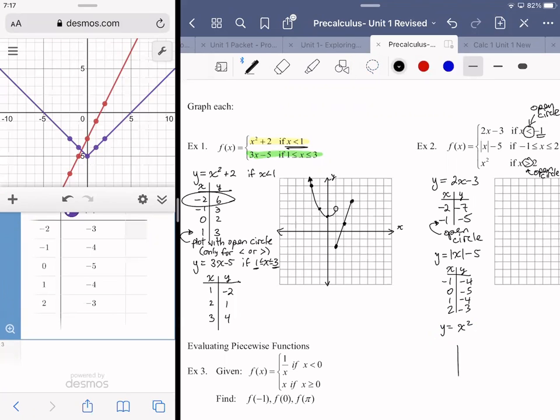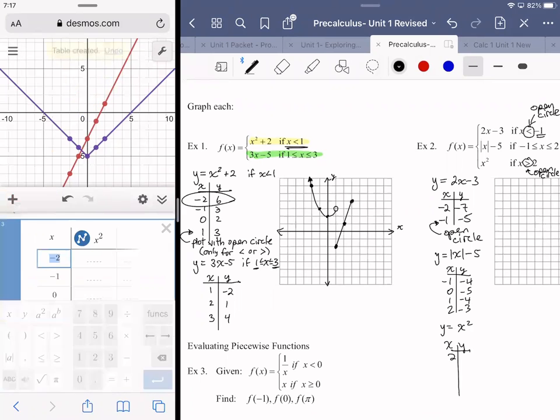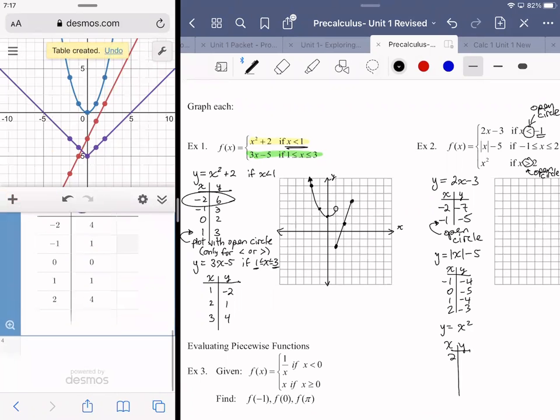And then the last one, we know that it has to be greater than 2. So we'll start our table at 2 and throw in a couple more points. So y equals x squared. Again, convert it over to a table. So starting at 2, we know we're going to get a 4.